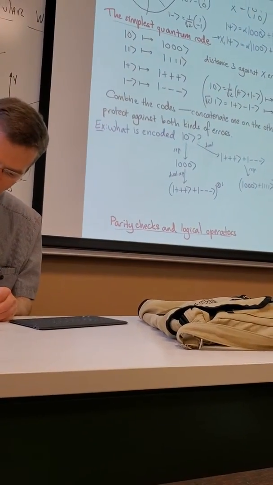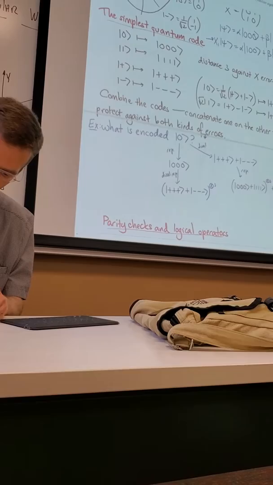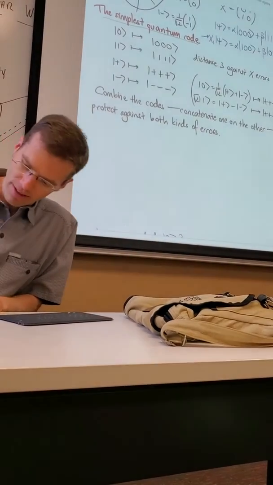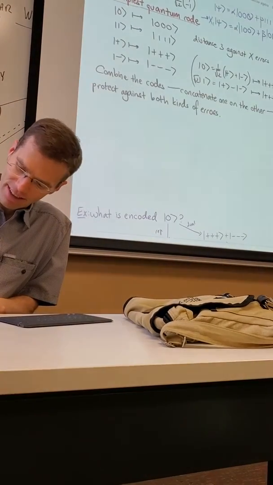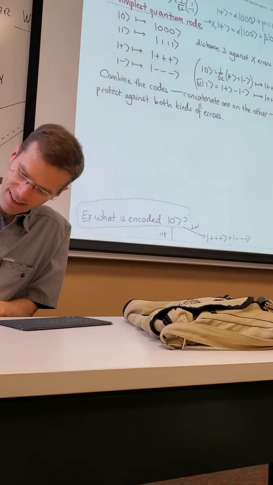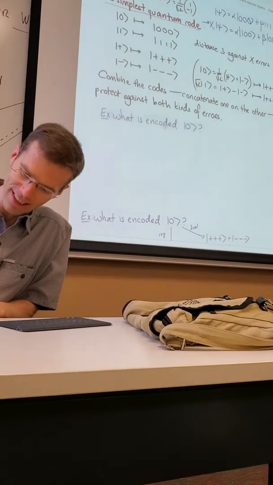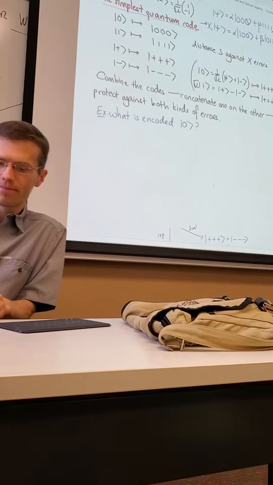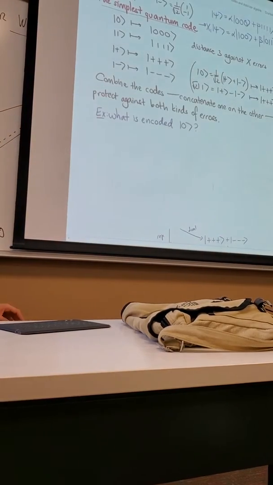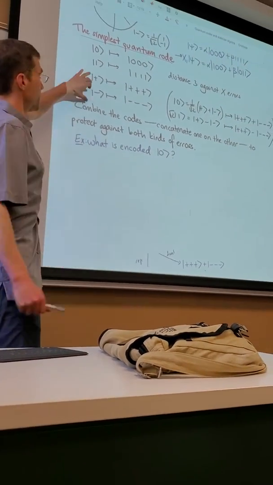Okay, so here's a simple exercise. What is encoded 0? Let's see if we can solve this. And the answer is down there if we get stuck. It's not defined, right? Because it depends on which order you concatenate.